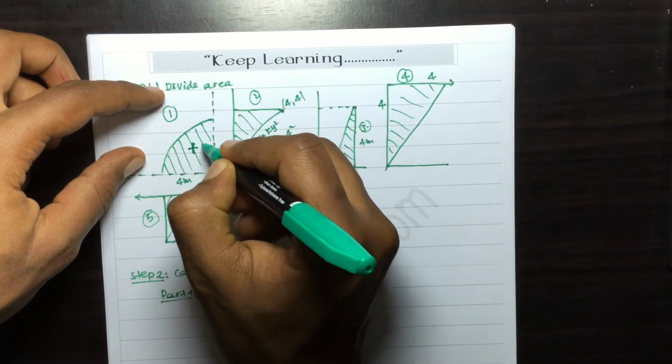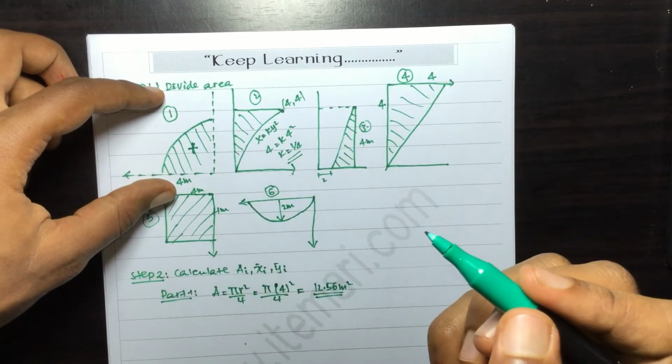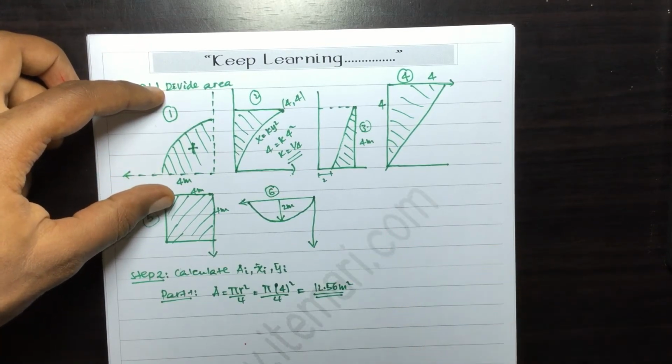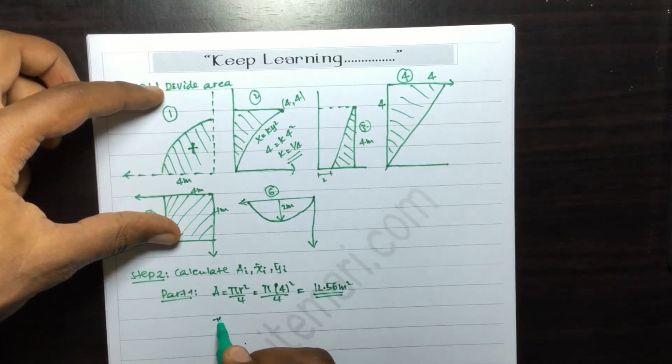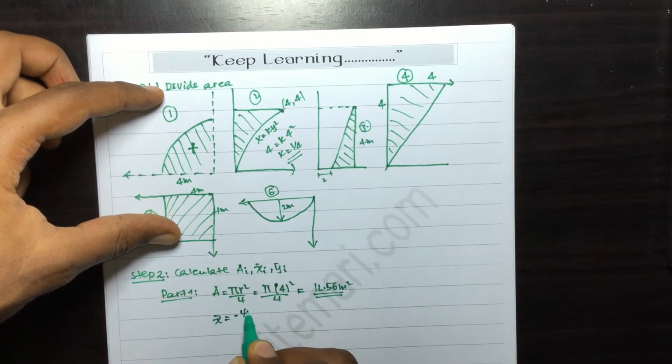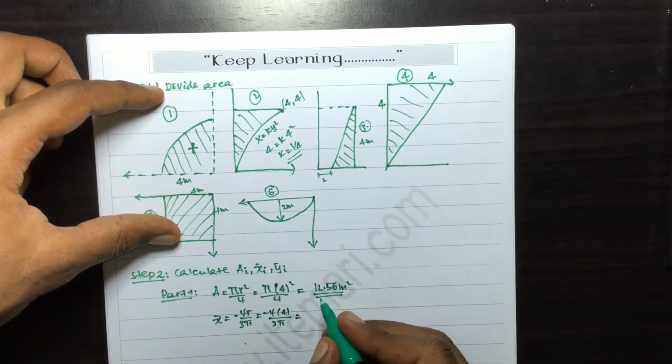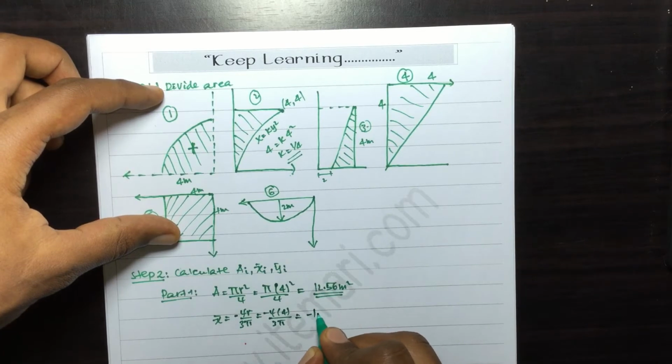The centroid of this one from x is 4r over 3 pi, and from y also 4r over 3 pi. But the x direction is negative, so it will be minus 4r over 3 pi, which is minus 4 times 4 over 3 pi, and we found that x bar will be minus 1.697 meter.